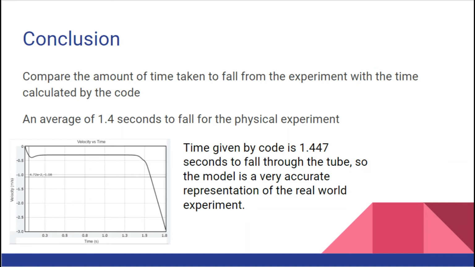Over 5 trials in the physical experiment, it took an average of 1.4 seconds for the magnet to fall through the tube, and the code model calculated the fall time to be 1.447 seconds. As these times are very similar, we can assume that the model is a very accurate representation of the real-world scenario. This is further backed up by the graph of the magnet's velocity, which increases in the negative direction at first, then levels out for a while before increasing again once the magnet falls out of the tube.